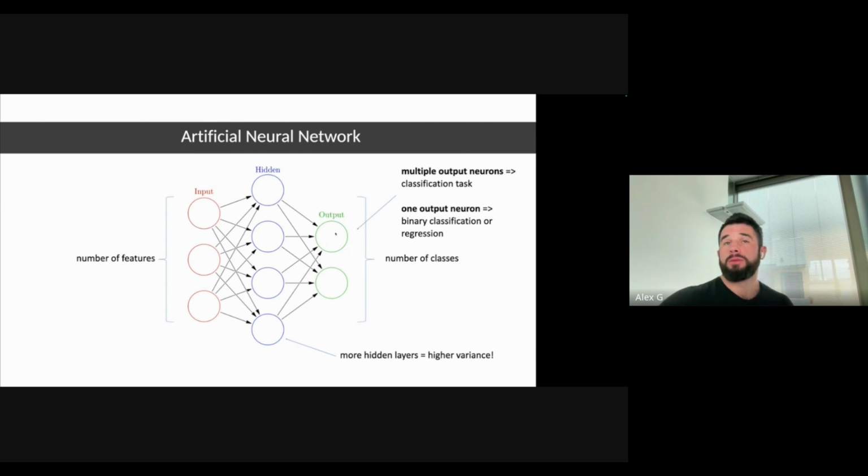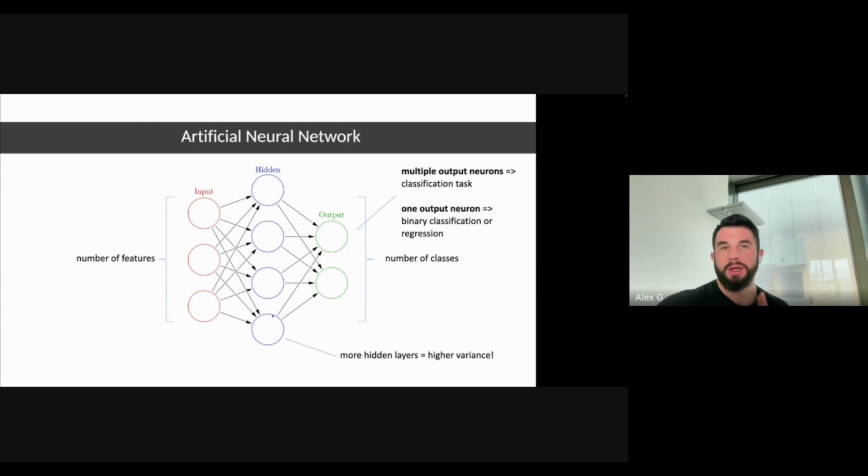For each class, you need to have a separate neuron. In the case of dense neural networks, if you have 1 output neuron, you can have either binary classification, if you put a sigmoid with log loss there, or you can have regression that predicts 1 number.